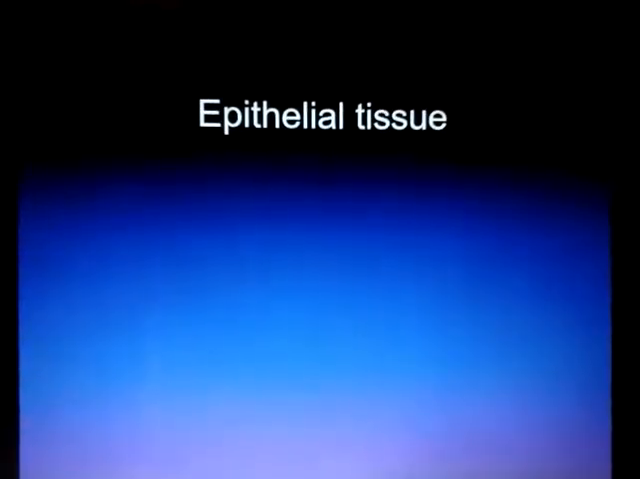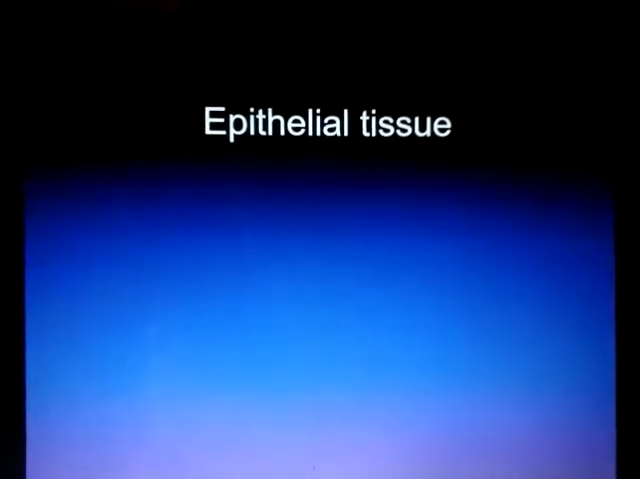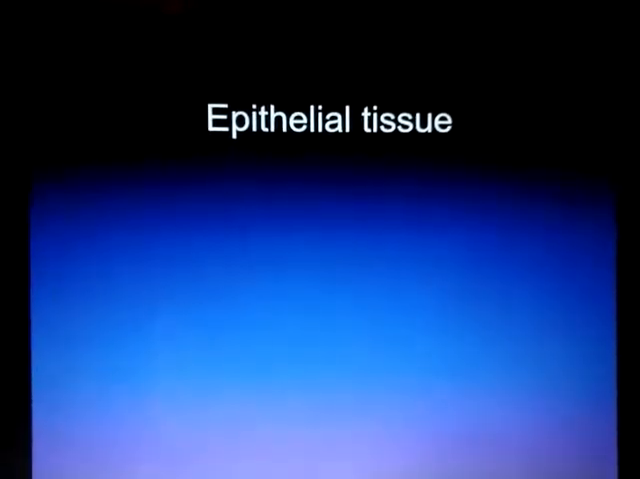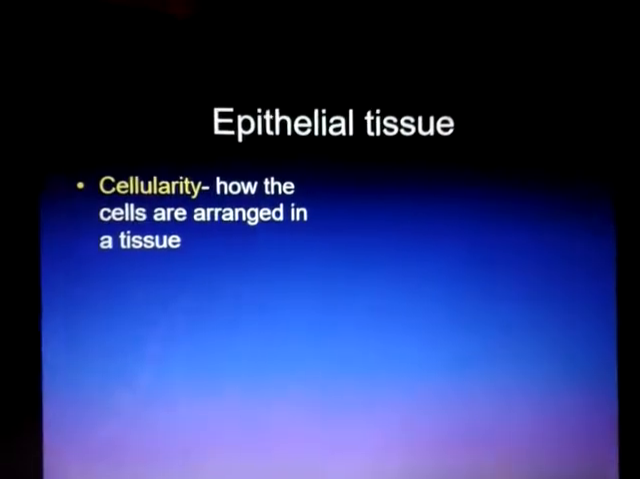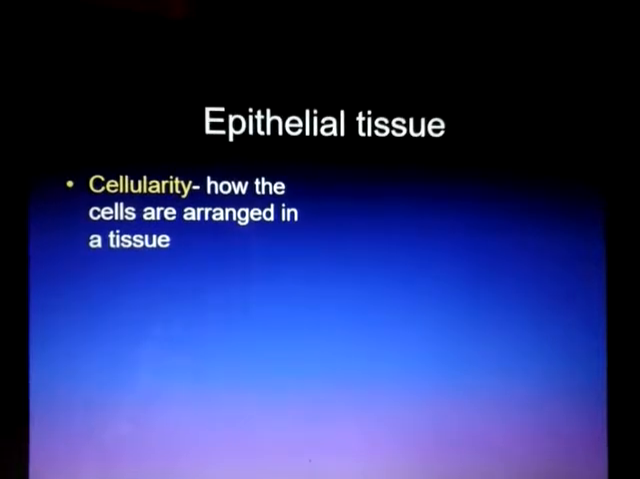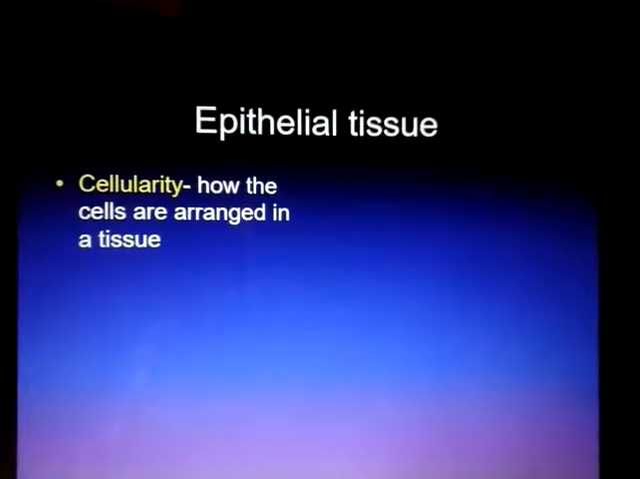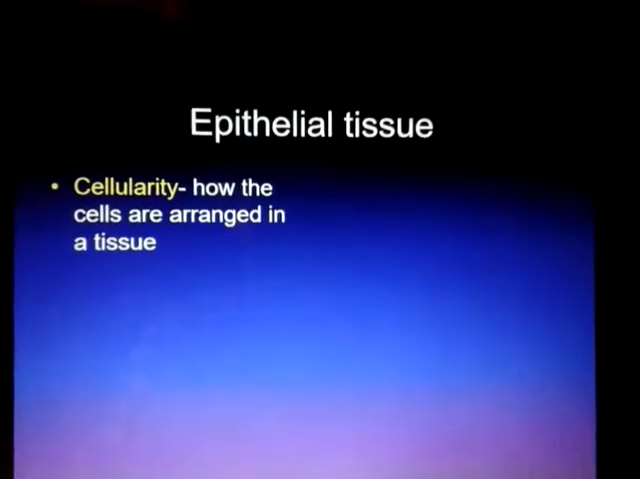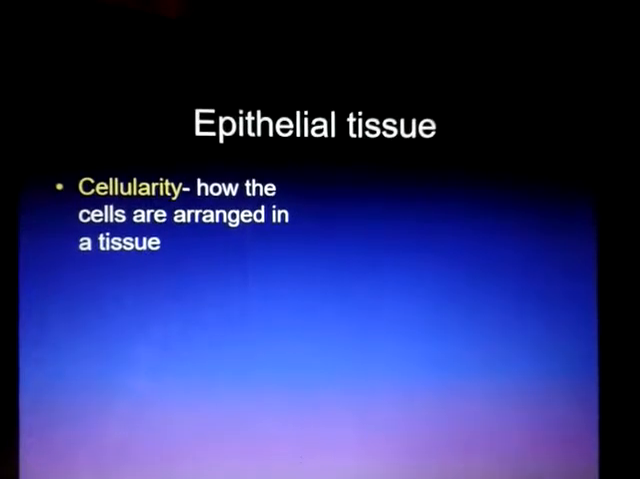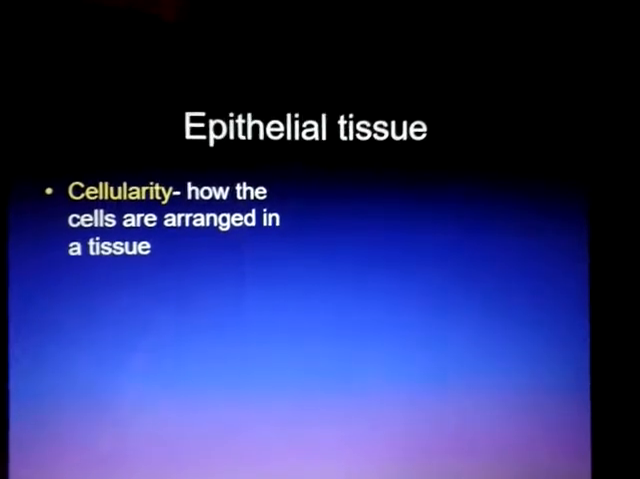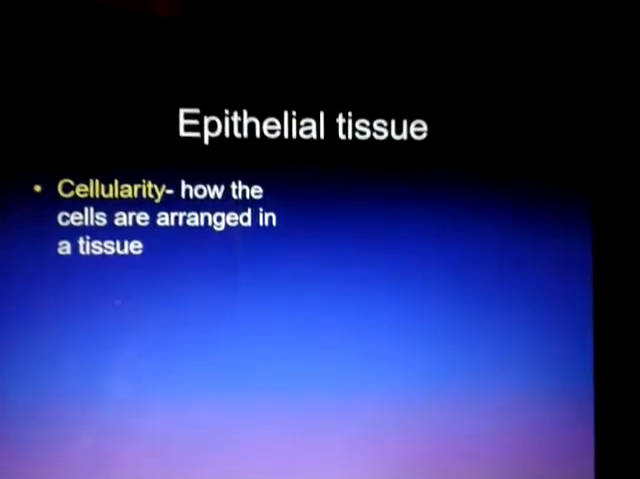Now, in the case of epithelial tissue, there are just a few terms that we need to make sure we understand, because this is going to be true for all kinds of tissue. You're going to see the term cellularity in regards to different types of tissue. When you see the term cellularity, this is referring to how the cells are arranged. Are they stacked on top of each other? Does it just look like somebody dropped a bunch of things on the floor and they're randomly scattered all over the place? But remember, structure determines function.